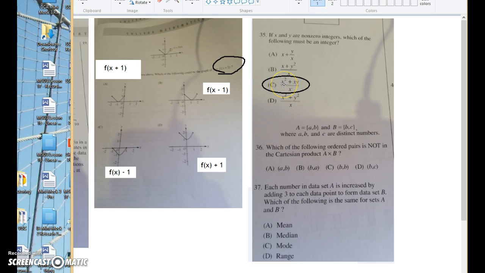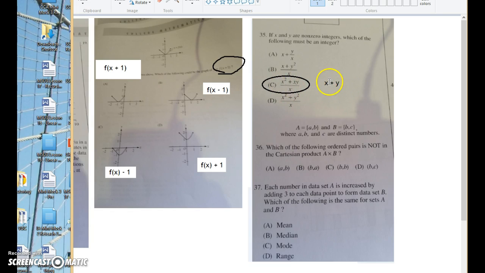Notice that the x squared and the x have a common term. We can take an x out of there. And the xy and the x have a common term. We can take the x out of there. This is actually going to be simplified to x plus y. And it's the only expression in the whole bunch that can be simplified to something that's not a fraction, right?